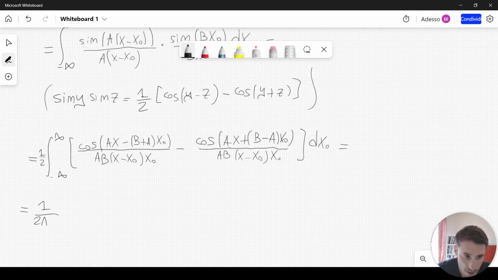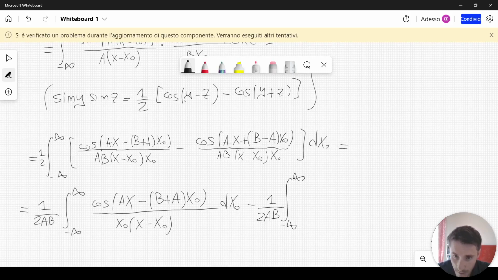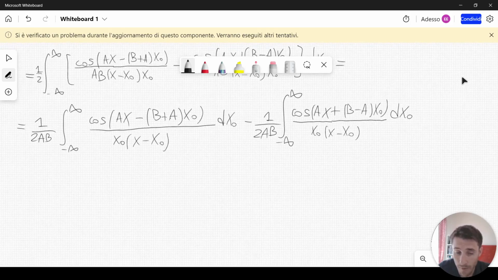So we have 1 over 2ab, integral from minus infinity to plus infinity of the cosine of ax minus b plus a x0, divided by x0 times x minus x0, dx0, and then we have minus 1 over 2ab, integral from minus infinity to plus infinity of the cosine of ax plus b minus a x0, and we divide it by x0 times x minus x0, dx0. At this point, we are going to do two different substitutions.